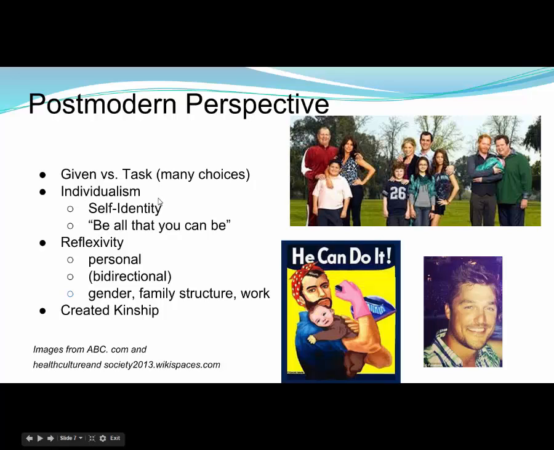Postmodernism is also about individualism and our self-identity. I think of that old jingle, be all that you can be. And it kind of reinforces, Cherlin talks about individualism earlier in the chapter, that sense of meeting your full potential as an individual. Postmodernism also talks about reflexivity, meaning that personally people are reflective, think about what they're doing, consider, may change their path. Reflexivity is also bidirectional, meaning that while society changes the individual, the individual also changes society. So it's an ongoing cycle.